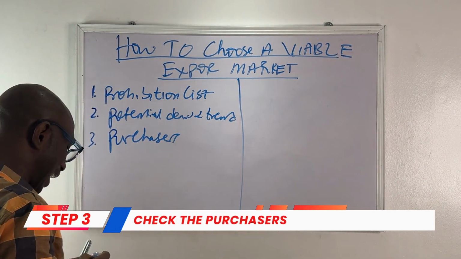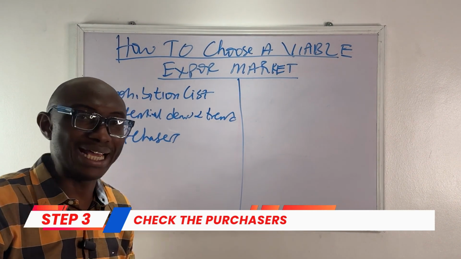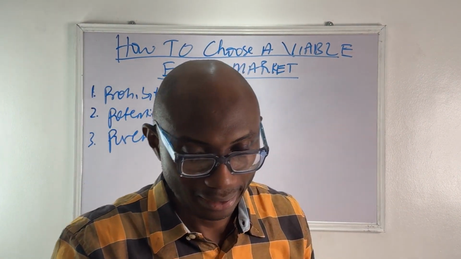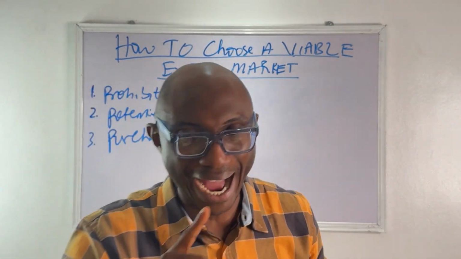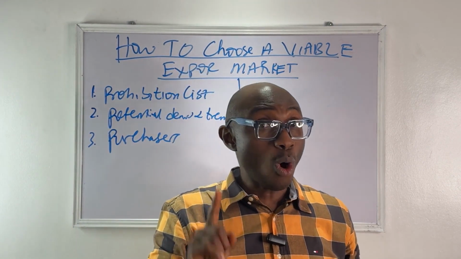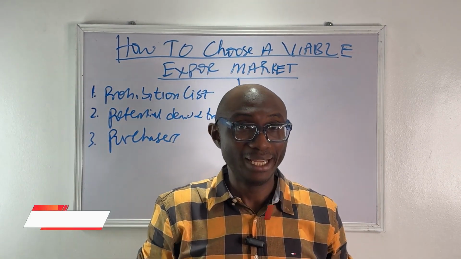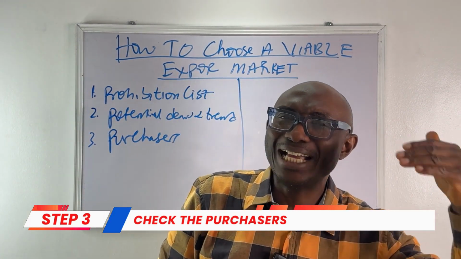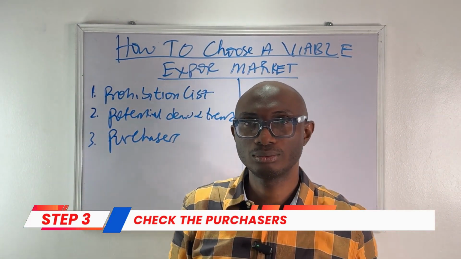Who are the purchasers, and what do they want? What type do they buy? What volume do they buy? What specification do they buy? What does the purchaser use it for?